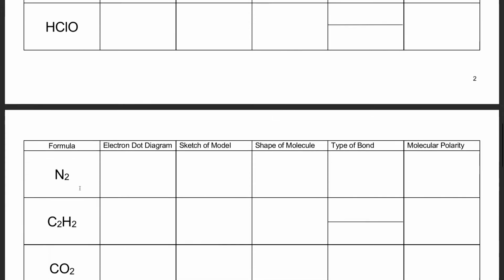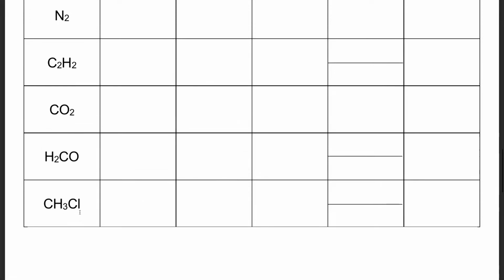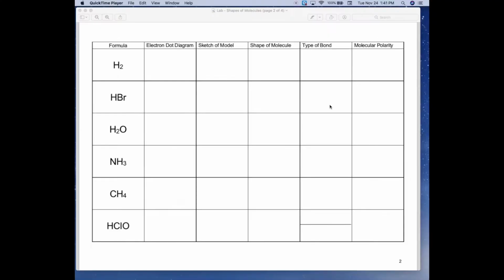HClO, N2, C2H2, CO2, H2CO, and then CH3Cl. When you see a molecule, you will have to draw the electron dot diagram. That is the Lewis structure. You will have to draw a sketch of the model. That's just the ball and stick model. Just draw a circle for an atom and draw a line for a bond.